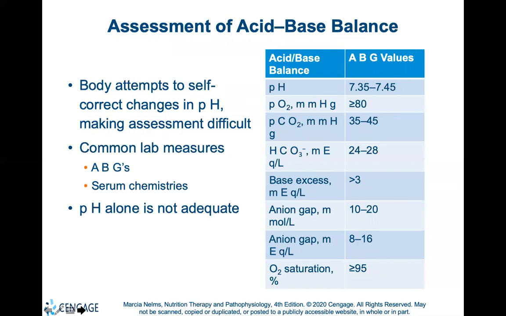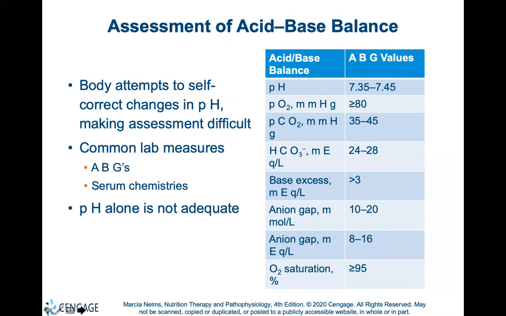It is an understatement to say that assessment of acid-base disturbances may be difficult. This difficulty arises because of the body's attempt to self-correct changes in pH. These secondary responses confuse the clinical situation, making origin of the disturbance difficult to assess.